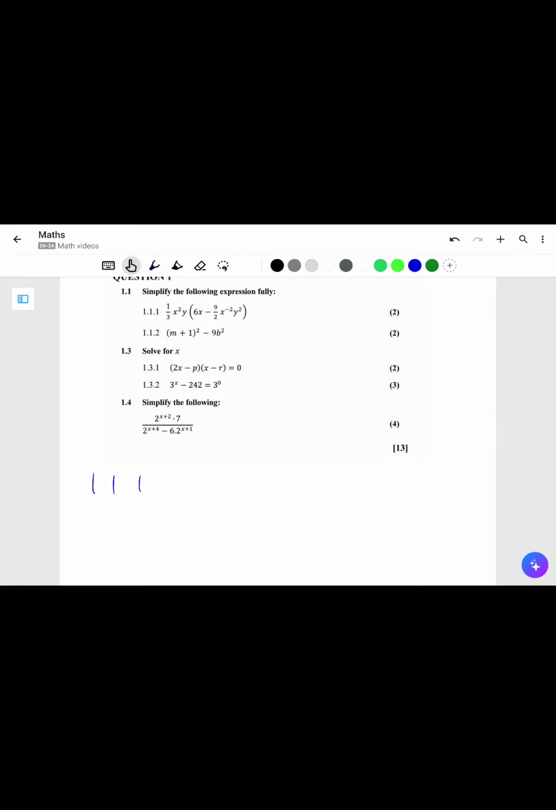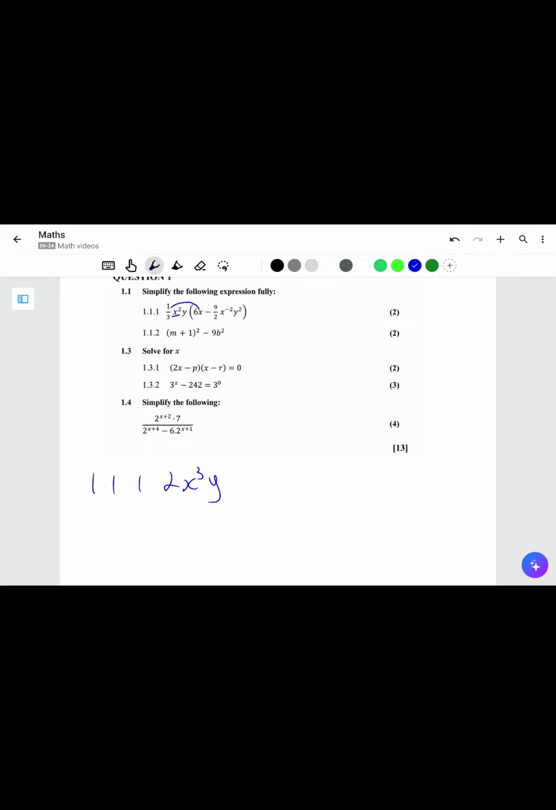So we have a third x squared y multiplied by 6x minus 9 over 2 x to the power of minus 2 y squared. Okay, so let's do this. We're going to first multiply our first one here. So a third multiplied by 6 is going to give you 6 over 3, which is going to give you 2. Okay, and then we're going to go with the variable over there, x squared times the x, and you're going to get x cubed. And then obviously you're left with y.